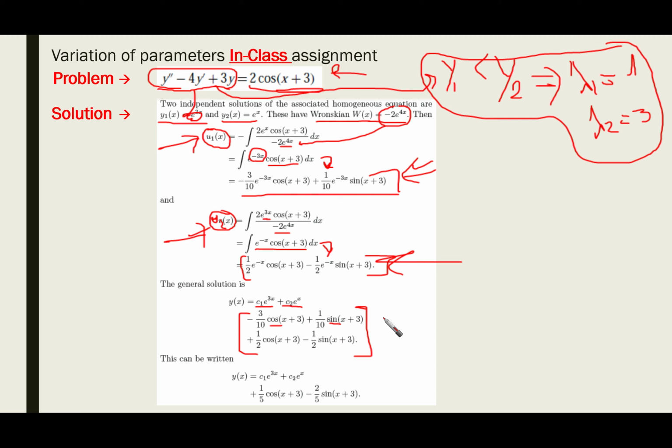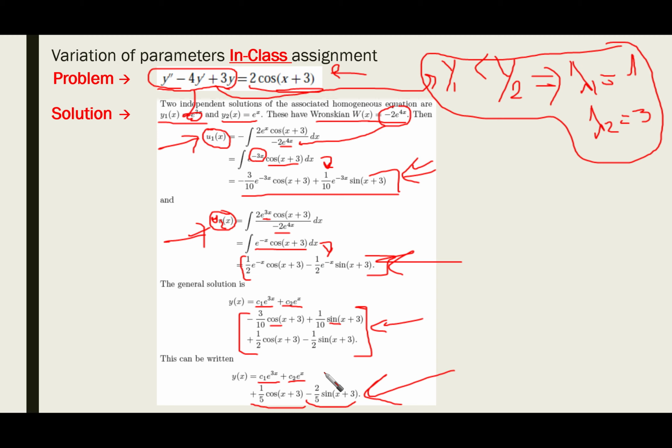Then we can rewrite this with rearrangement of these terms. Then we're going to end up with c1 e to 3x, c2 e to x, and then after rearrangement of these 4 terms, we can end up with 2 simple terms having 1 over 5 cosine x plus 3 minus 2 over 5 sine x plus 3. Okay, this is the final solution. I hope that you have obtained this final solution when you solved it by yourself. Okay, now this is the end of this video.